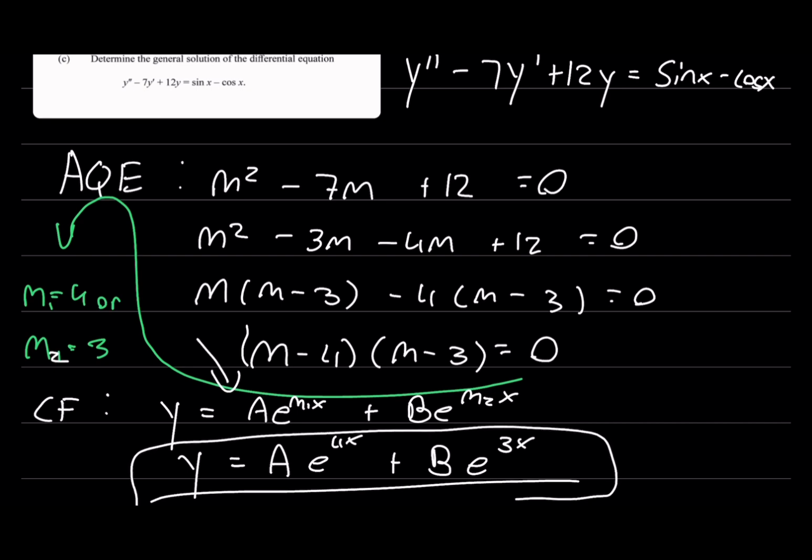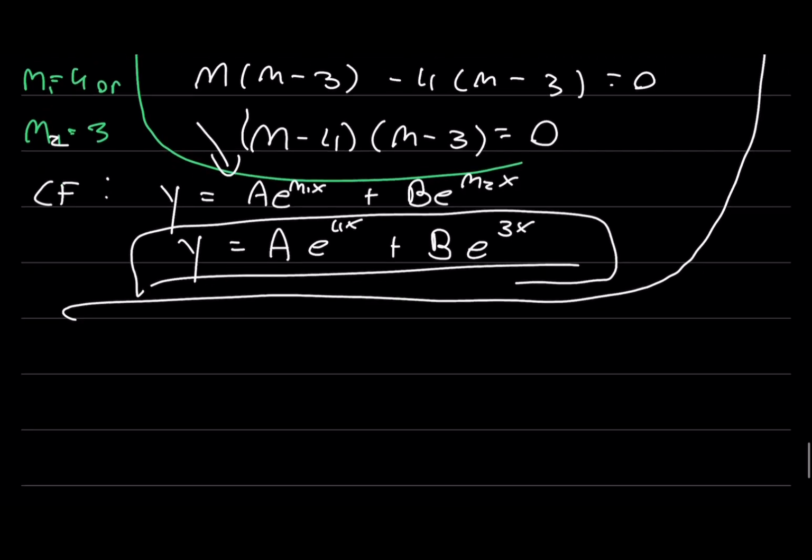I'm actually going to copy it so that when it's time to rewrite it, we don't have to do any rewriting. But yeah, great. Now that we have the complementary function, we have to work on the particular integral. So the particular integral deals with the right hand side. So let's come down here. So we're dealing with sine x minus cos x.